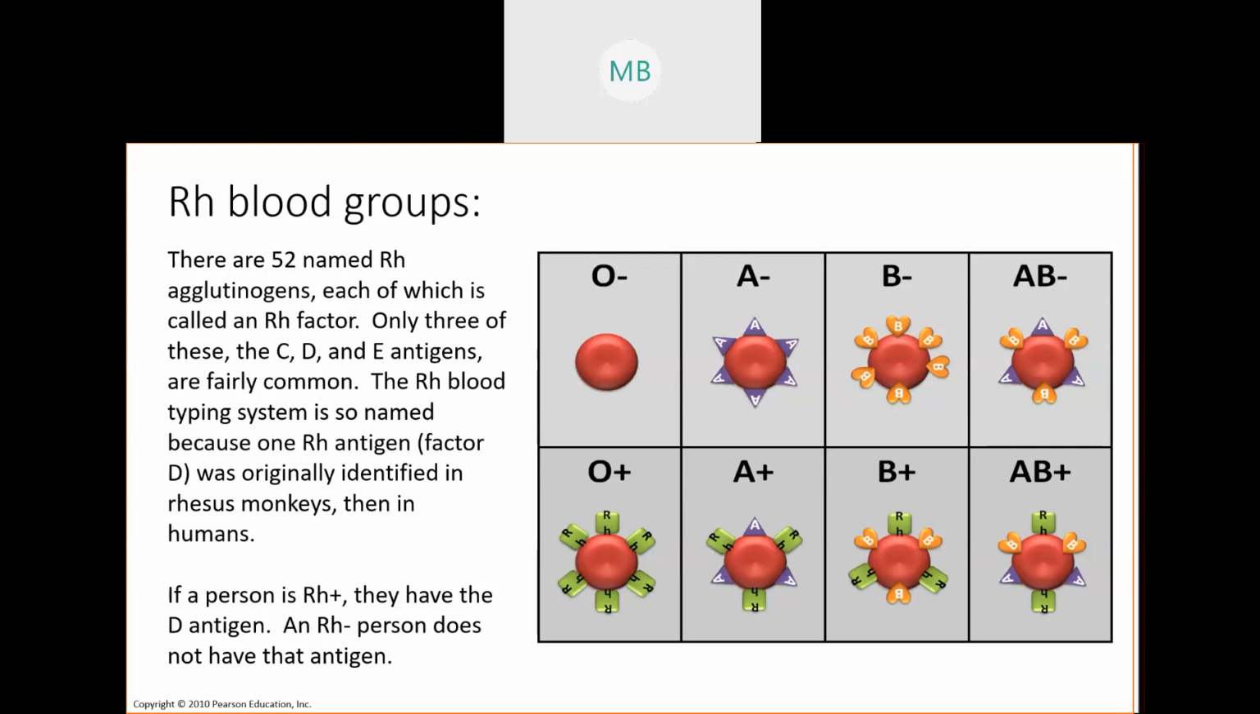And either you are a positive blood type if you have it, because you have the protein so you're positive for it, or you're a negative blood type because you don't have the rhesus factor. It's missing in you. So if you are a negative blood type, you do not have rhesus factor. If you're a positive blood type, you do have the Rh blood group.